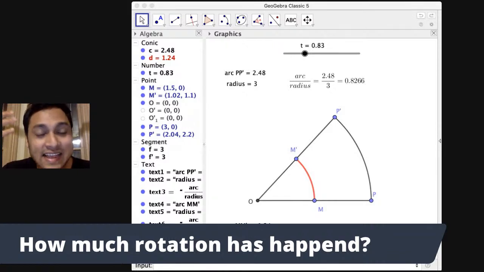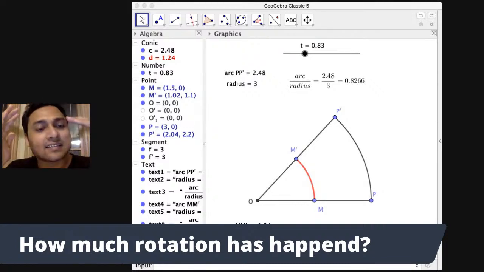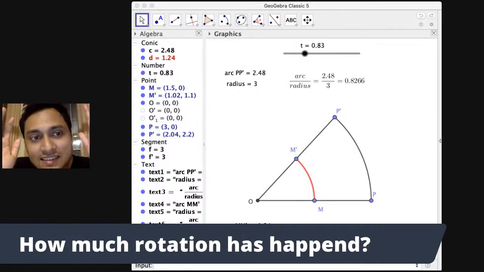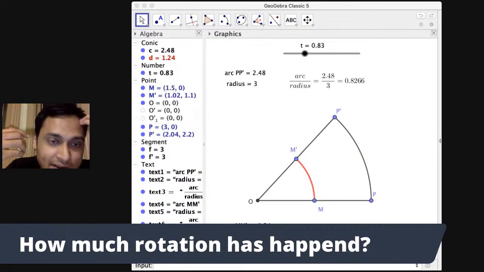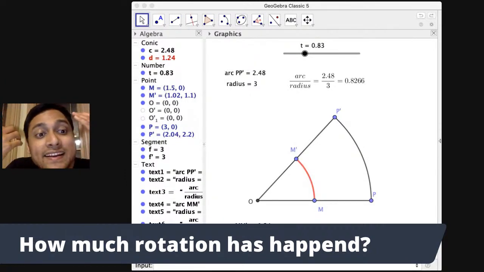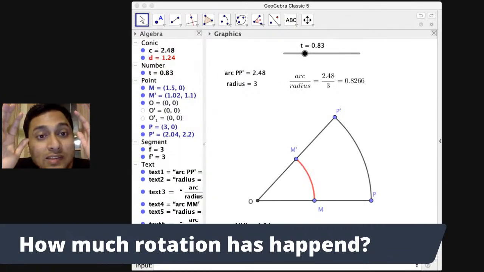It makes sense. It makes so much sense. Because no matter where you take the starting point and the end point, this arc length divided by the radius length remains exactly the same, and it's 0.8266. And if I tell you this ratio, you can directly replicate the rotation. You can exactly find out the rotation. So that's why we say that 0.8266 amount of rotation has happened.